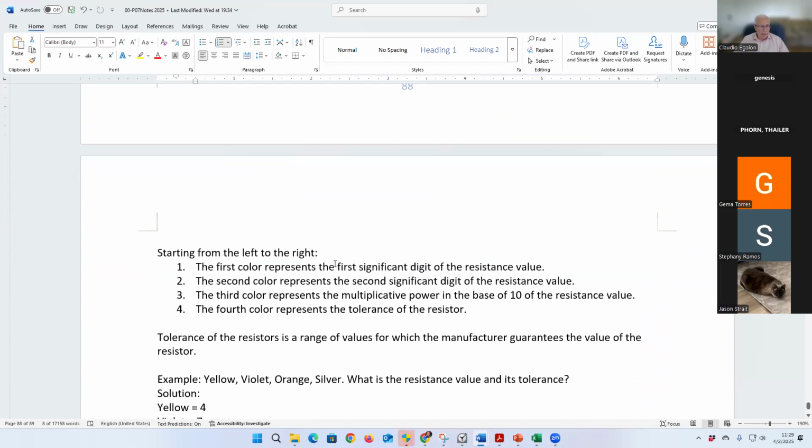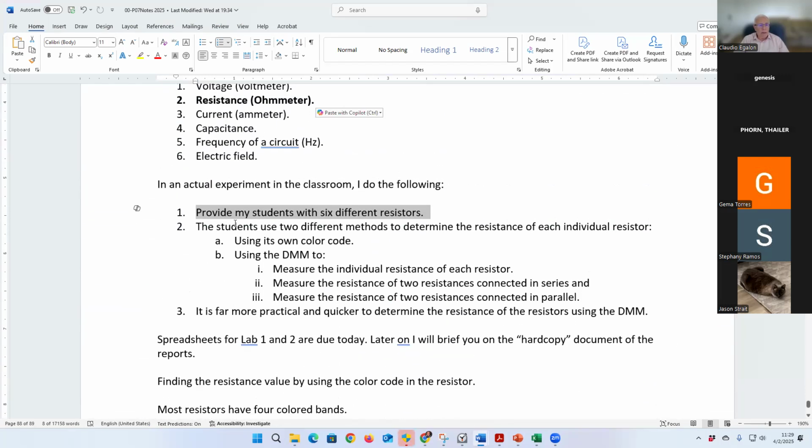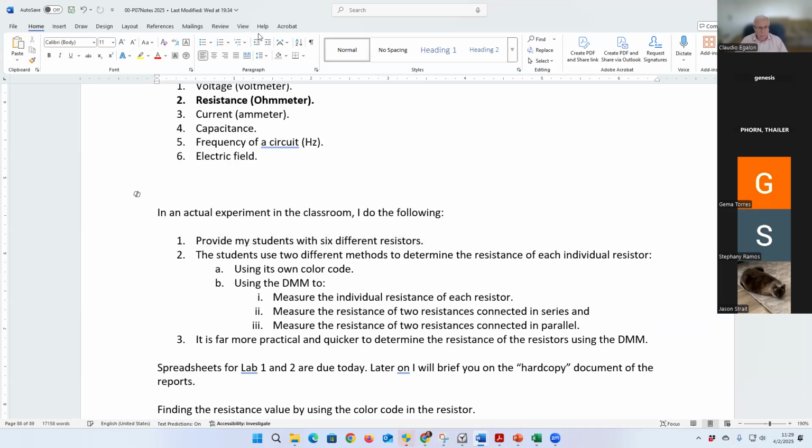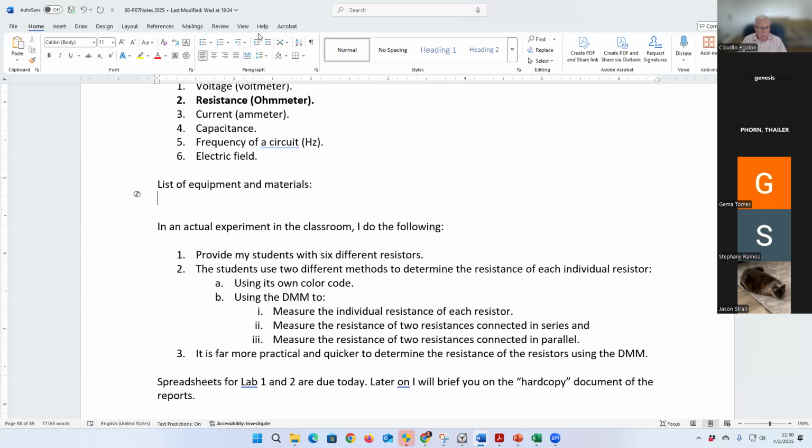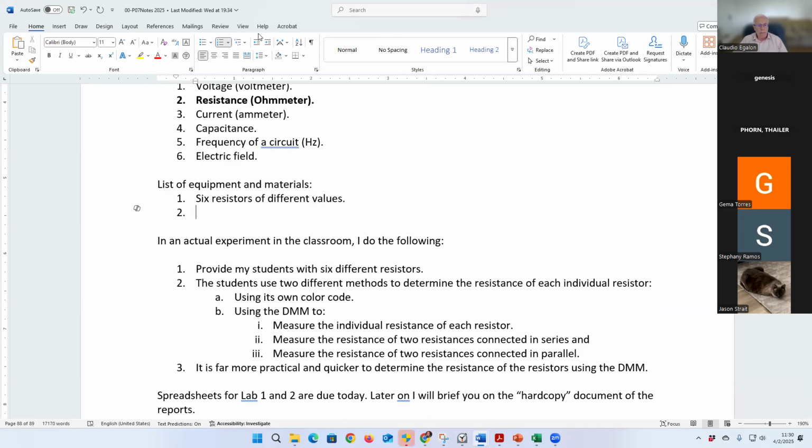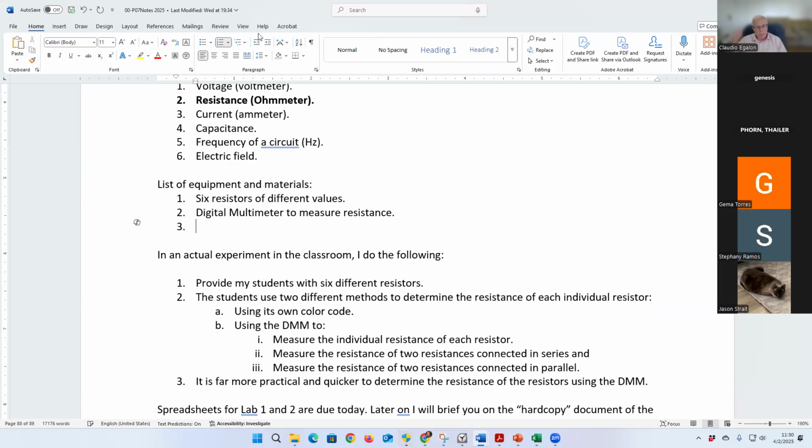Let's do a list of the materials. List of equipment and material. 1, 6 resistors of different values. That's one. Digital multimeter to measure resistance. What else do we need?